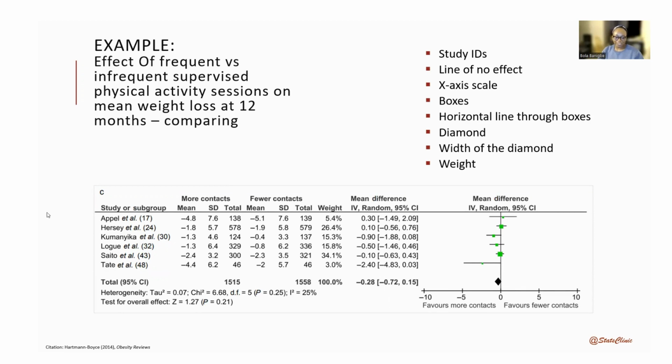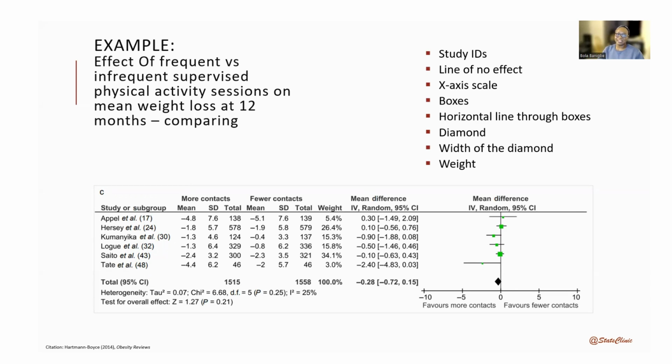So here you can see the other statistics that you will learn about in later sessions. So the heterogeneity, and you can see the test for the overall effect. The z-score is 1.27, the p is 0.21. And that's not surprising because you can see that the wing of the diamond, or the tip of the diamond, kind of crosses the line of no effect.